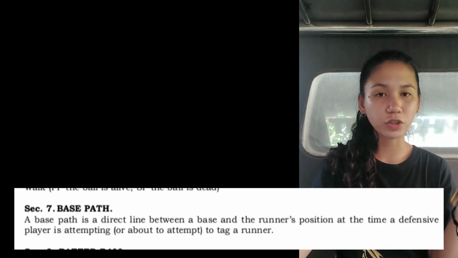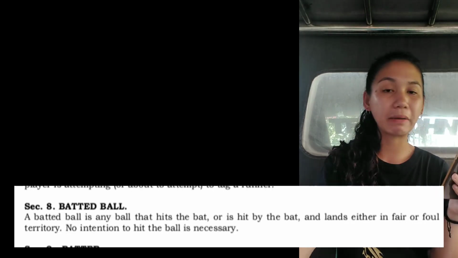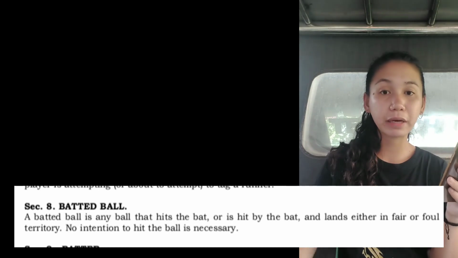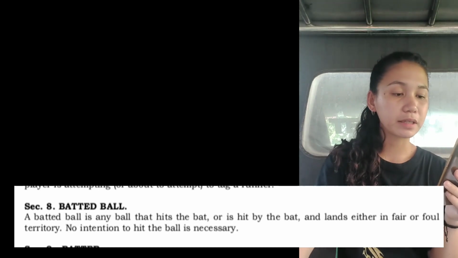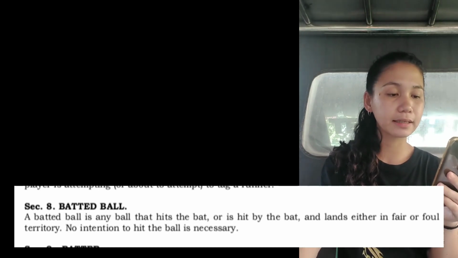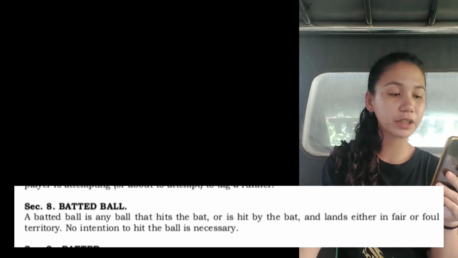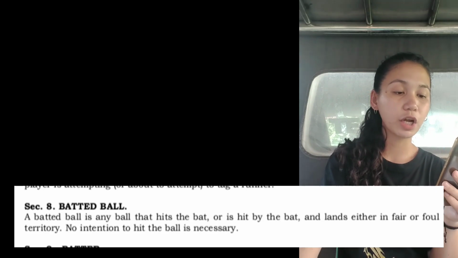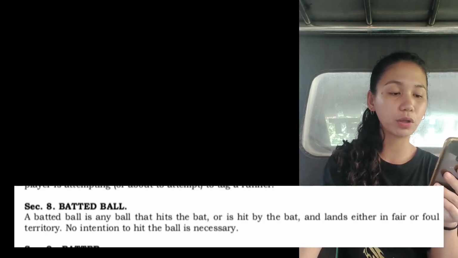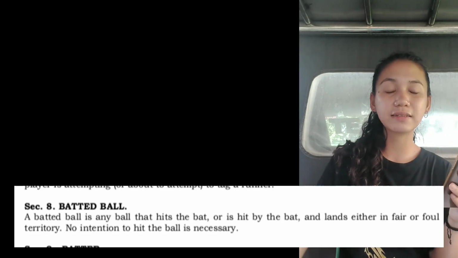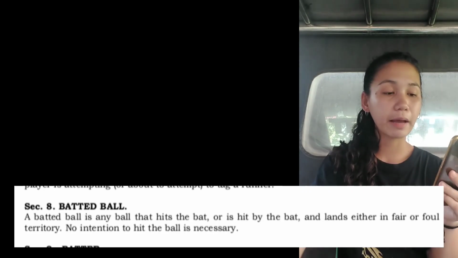Rule number 1, section 8. The batted ball. A batted ball is any ball that is hit by the bat and lands either in fair or foul territory. No intention to hit the ball is necessary. So that is rule number 1, section 8, batted ball.